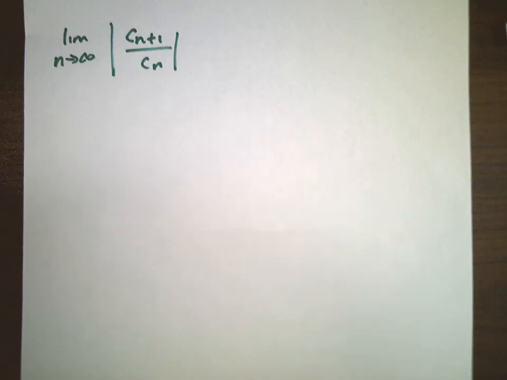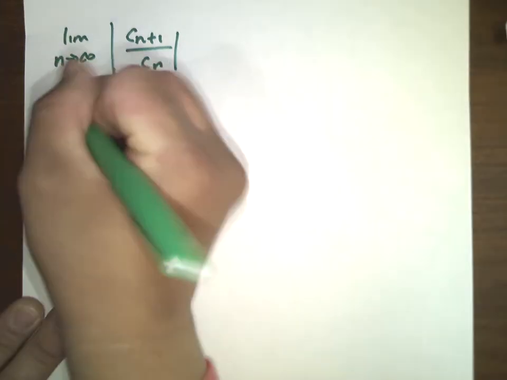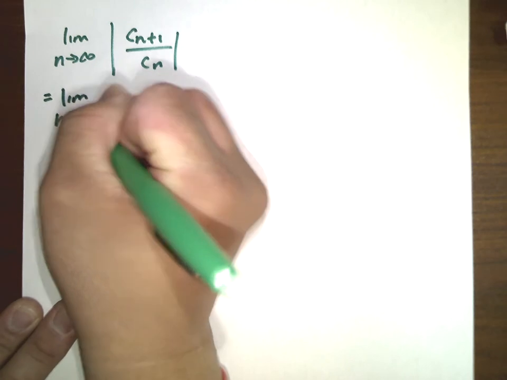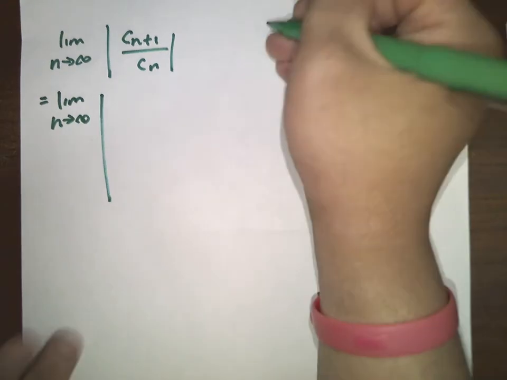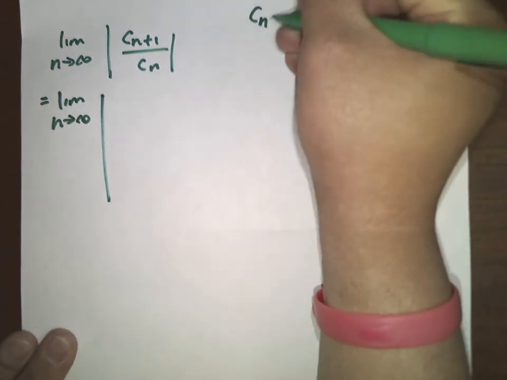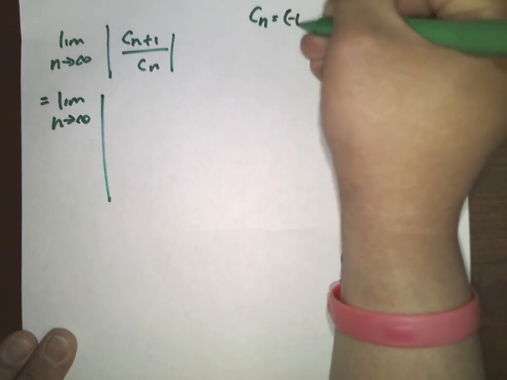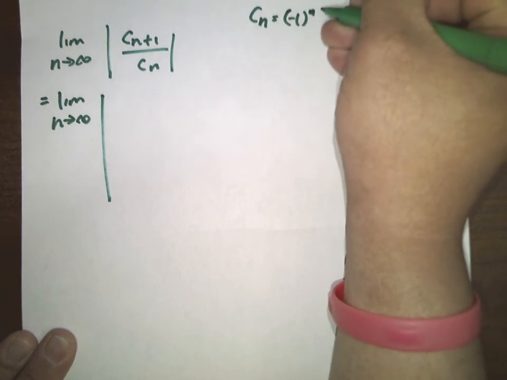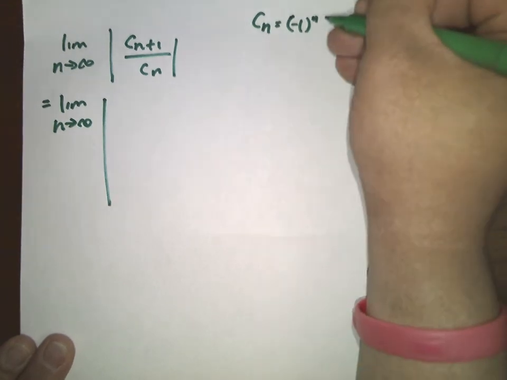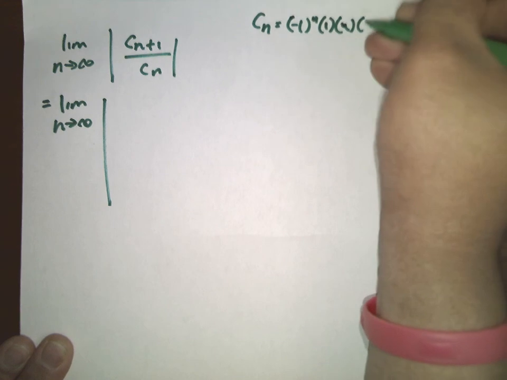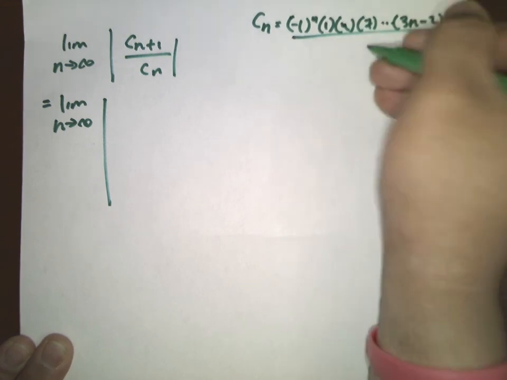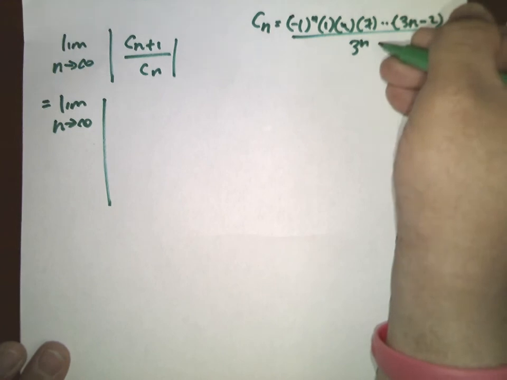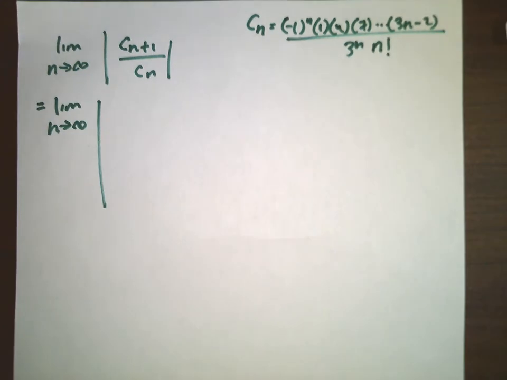All right, so then this will be the limit as n goes to infinity of, if you recall, the c_n was (-1)^n times 1 times 4 times 7 all the way to 3n minus 2, all over 3^n times n factorial. And so here we go.